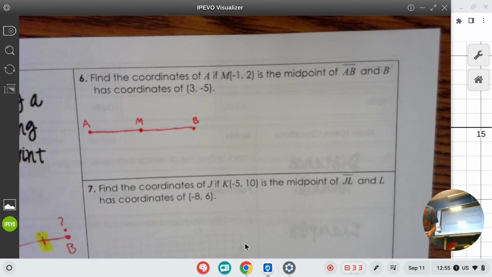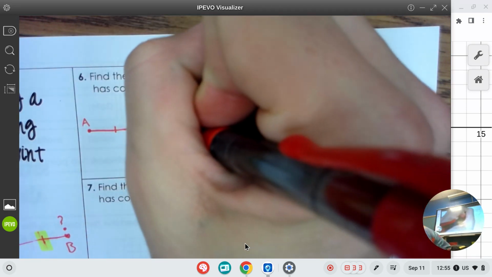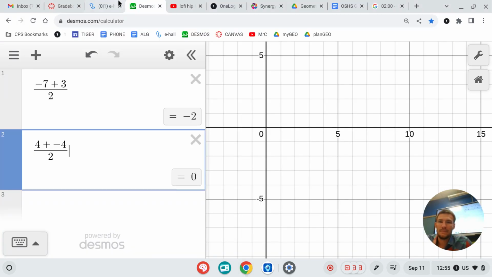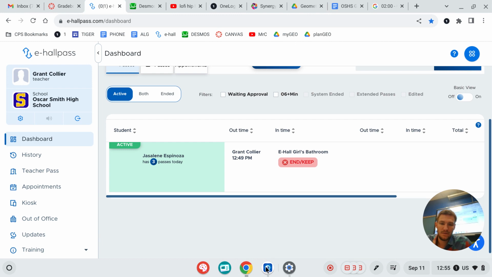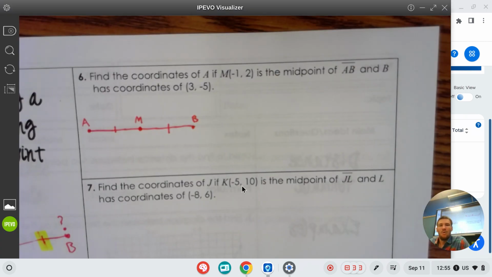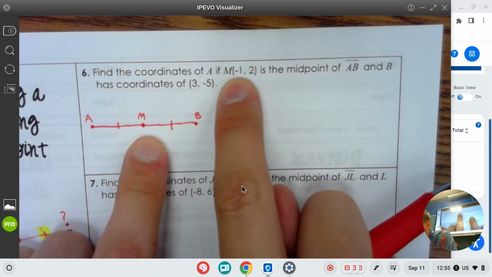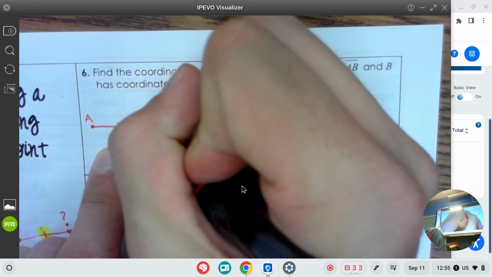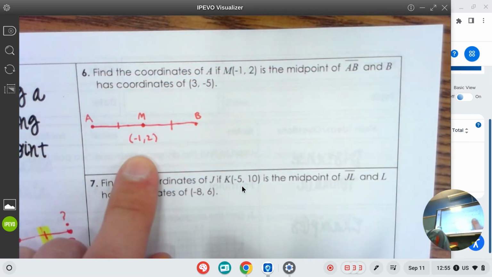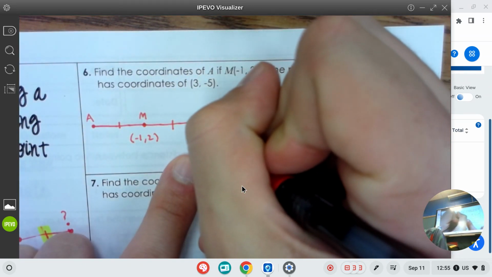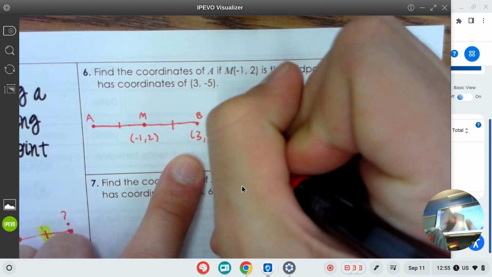So we got our little drawing. We can even put hash marks or little scratch marks here to really be clear that this is a midpoint. Let me get this paused. Once we're clear of that, now we can actually label these things. We know that M is -1, 2, and we know that B has the coordinates of 3, -5.